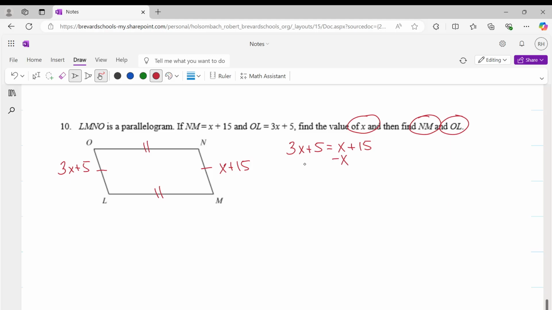Subtract x from each side. So 2x plus 5 is equal to 15. Subtract 5 from each side. 2x is equal to 10. And then divide by 2. So our x is equal to 5. There's your first answer.